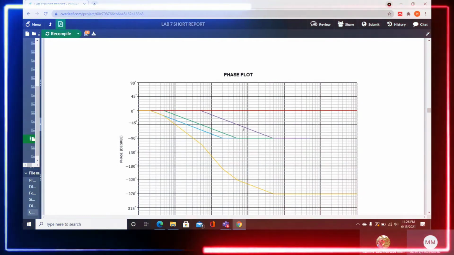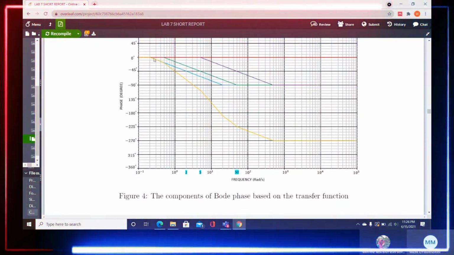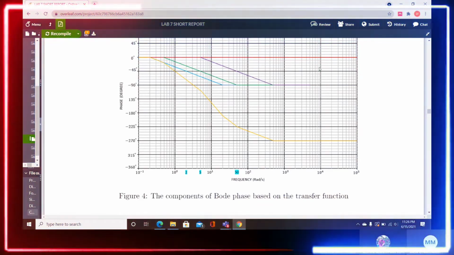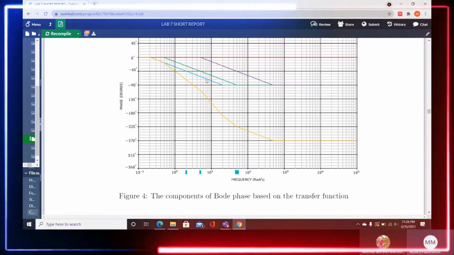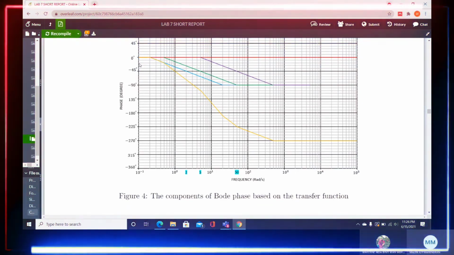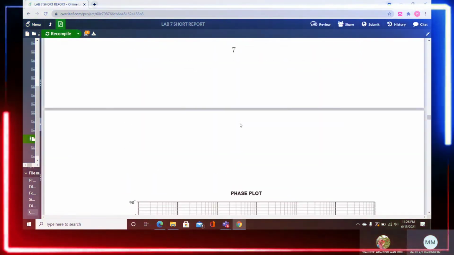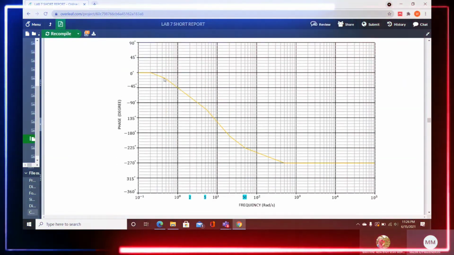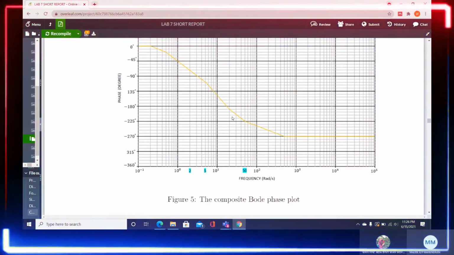And then the following one will be the phase plot. Okay, so for the phase plot, this is the first line, the 0, the one in red, and then the purple, green and blue are for the three corner frequencies, and the final plot is the one in yellow color. So the next one we showed the final phase plot, which is in yellow color. All right, so this is the final phase plot that we got.